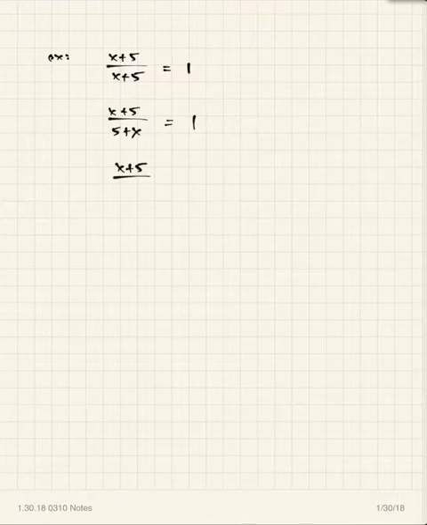All right, now what about x plus 5 over x minus 5? Well, x plus 5 and x minus 5 are not the same factor, and so you cannot divide those out. That is already simplified. So this is already simplified right here.